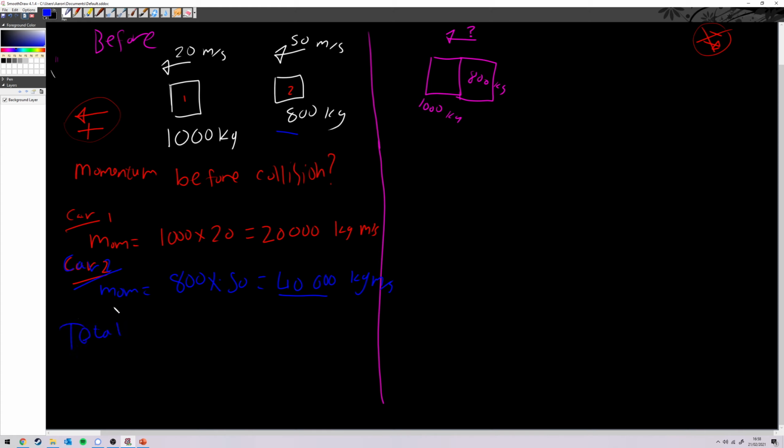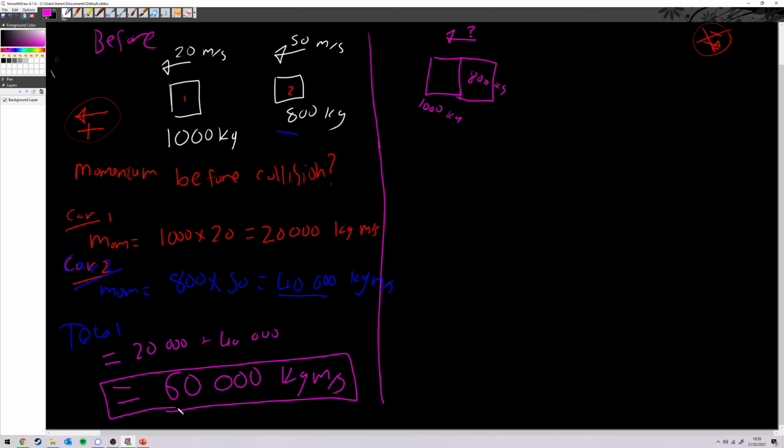Total. Right, so let's make that total. We'll add them both together. 20,000 plus 40,000, and the total momentum equals 60,000 kilogram meters per second. That is the total momentum before the collision happened. Now, what we told you before on the PowerPoint is that the momentum before will equal the momentum after, okay? Because momentum is conserved. And in this case, we're assuming momentum is conserved.